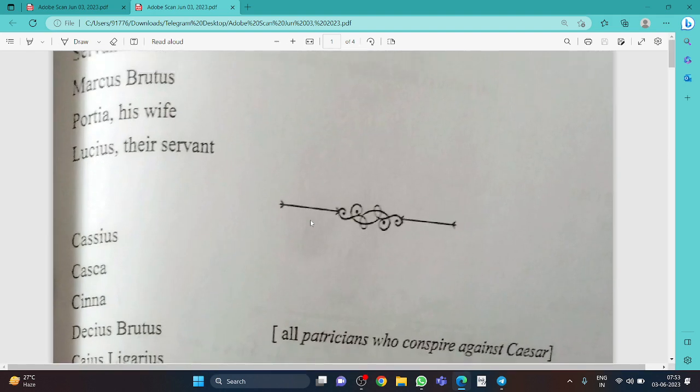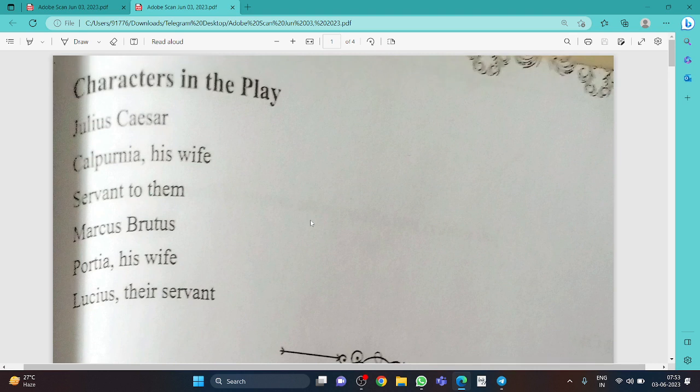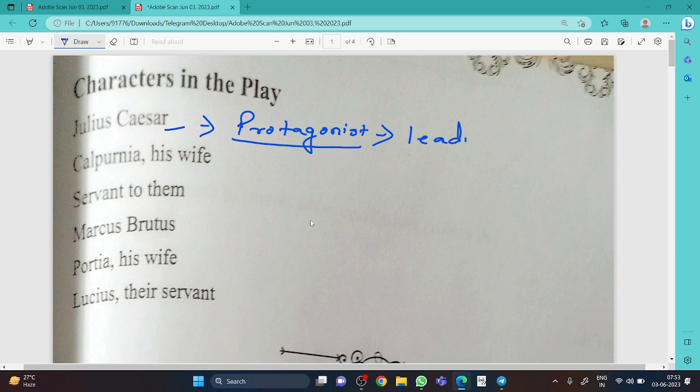So the characters of this play Julius Caesar are: number 1, Julius Caesar. Julius Caesar, dear students, is the protagonist of this chapter. Now if I ask you, write this in the comment box: what do you know by protagonist? Protagonist means the leading character, or you can say, dear students, the main character. Now Calpurnia you will get to see in this play or drama. Julius Caesar's wife is Calpurnia.